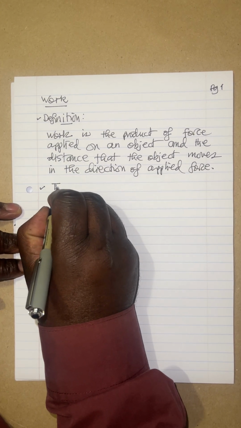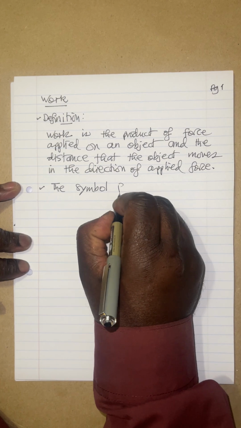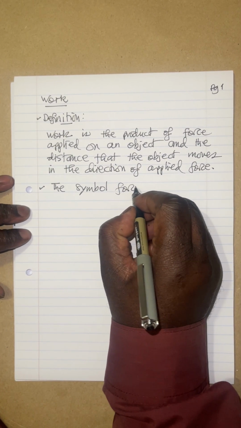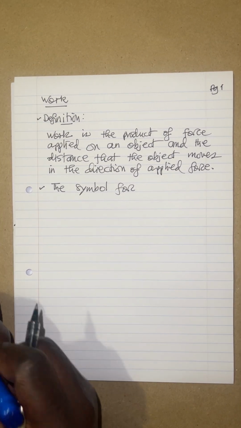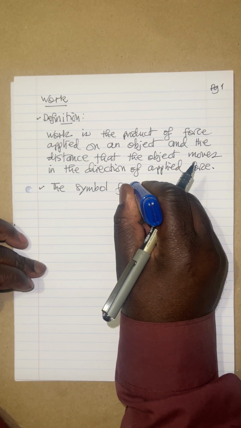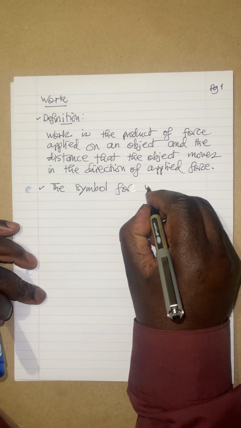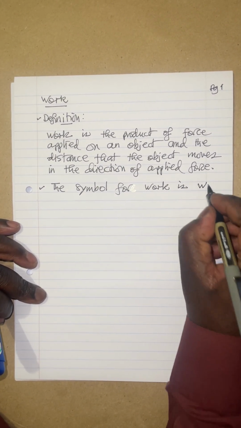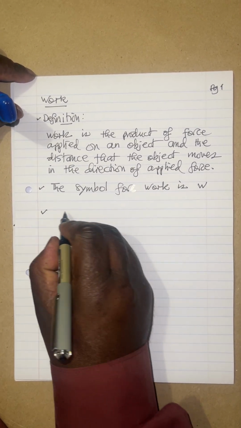The symbol for work is capital W. Let's look at the mathematical definition then.